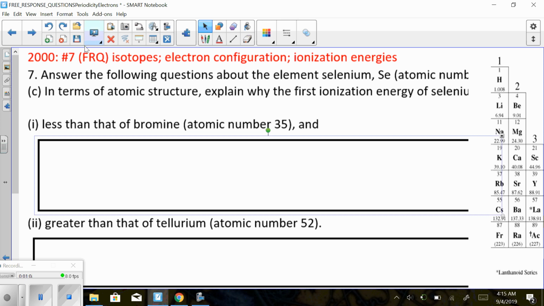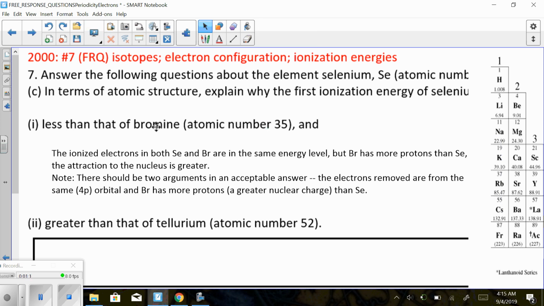The answer says the electrons in both of them are in the same energy level, but bromine has more protons and the attraction to the nucleus is greater. A good answer should talk about the fact that they are in the same energy level and those electrons are coming from the same orbital, the p orbitals. And bromine just has more protons. That's the only reason why, that greater nuclear charge.